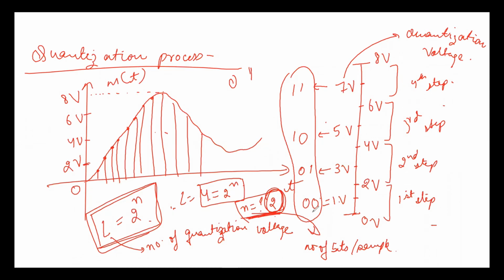Why have I used 2 bits? Because the value of n is 2. From where have I got this value of n equal to 2? From this equation, because here I have taken L equal to 4, and from there I got n should be 2.